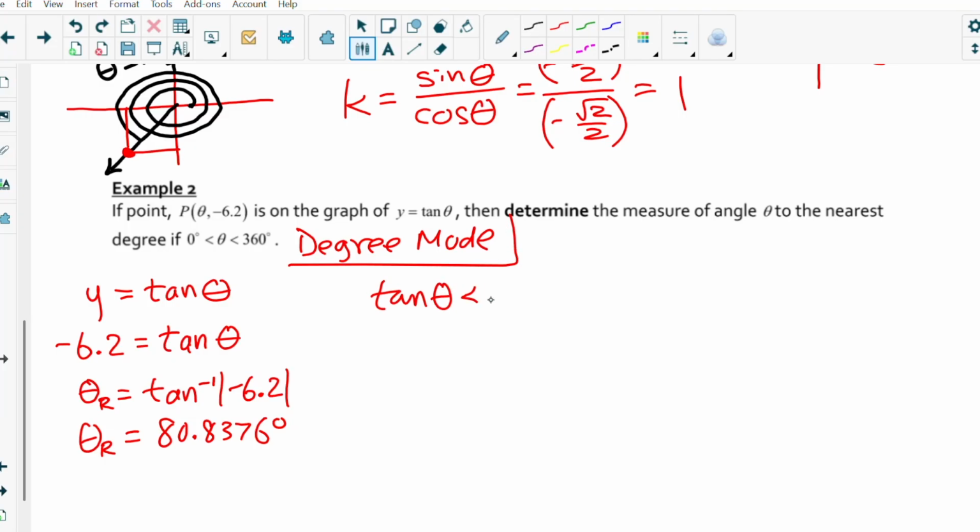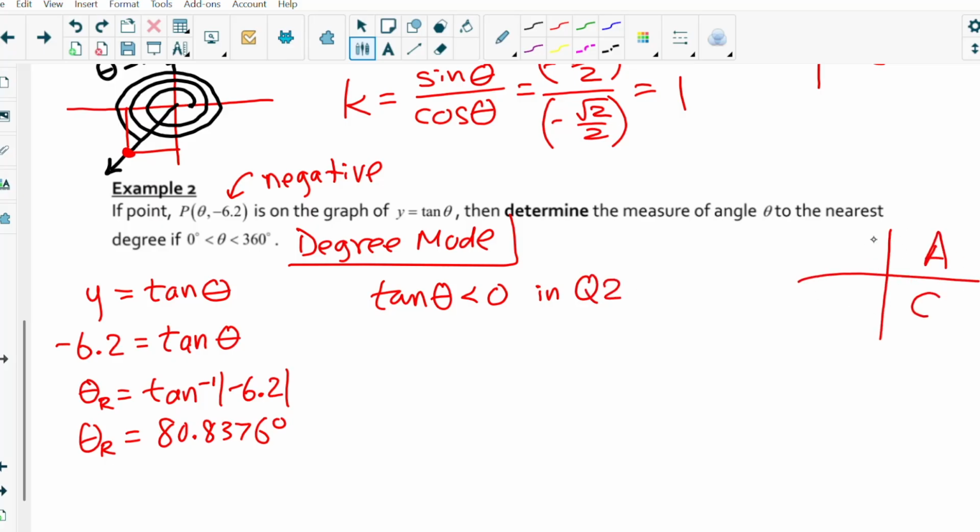Tangent of theta is less than 0. Okay, so that's negative. So I'm going to look for where tangent of theta is less than 0. That's in quadrant 2, okay, so in quadrant 2 or quadrant 4. So in quadrant 2.